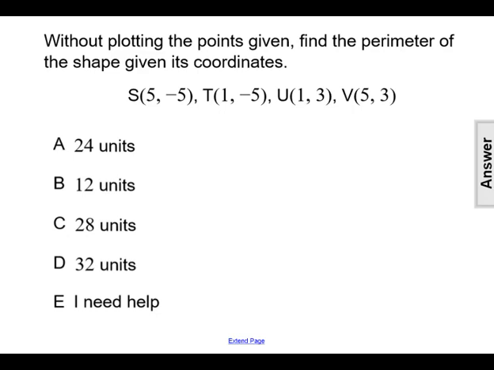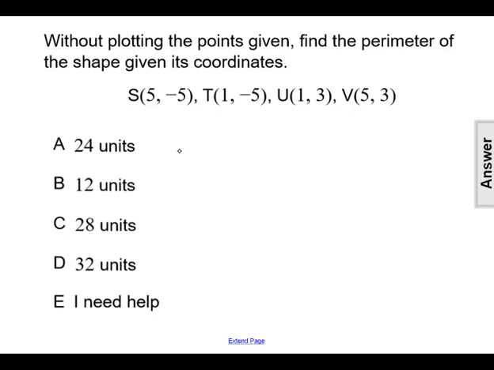Without plotting the points given, find the perimeter of the shape given its coordinates of S, T, U, V. So to find the perimeter of the shape, we have to find the distances between ST, TU, UV, and then SV, and then add them all together. Perimeter is adding up all of the side lengths of the shape.